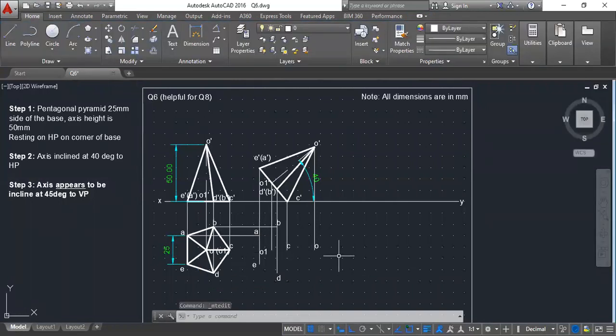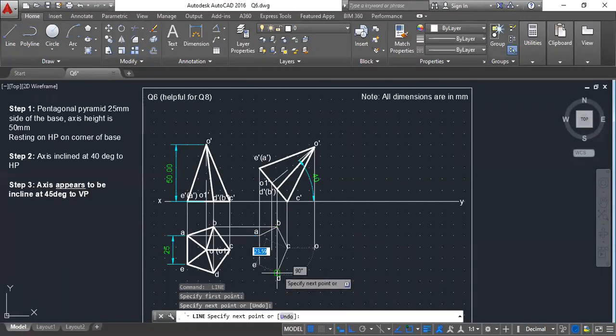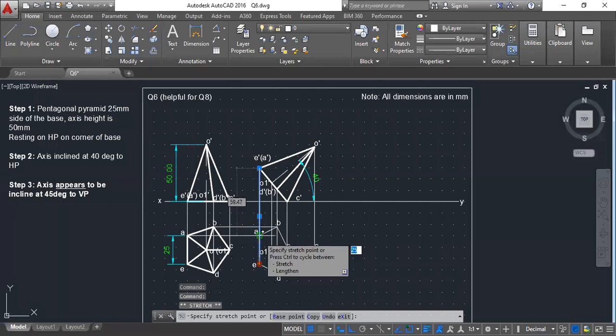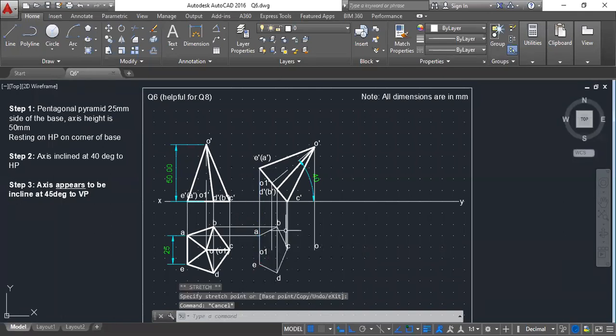Once you have identified all the points, how to finish this figure? The first simple thing you can do is join the base: A to B, B to C, C to D, D to E, and E back to A. So this is the completion of the base. Once you have drawn the base, you can delete these construction lines if you don't want them. You don't need them anymore.